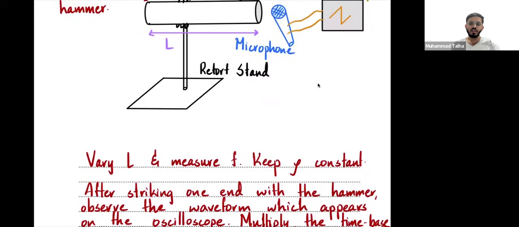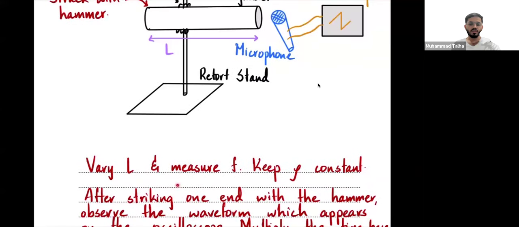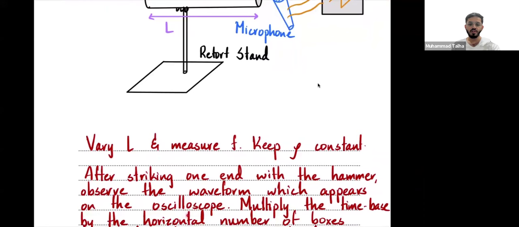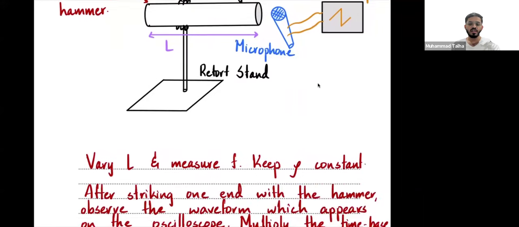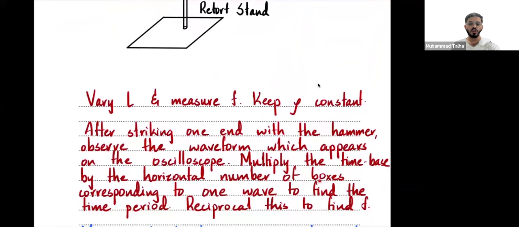So now I talk about the experimental procedure. So after striking one end, the sound will be heard on the microphone. And because it's connected to the oscilloscope, the waveform will appear. Now we need the frequency. So regarding additional detail, I can talk about the time base setting, which I will multiply by the horizontal number of boxes in which one wave forms.